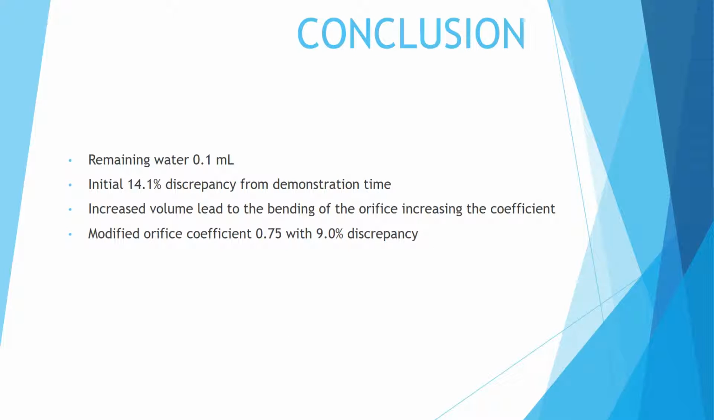After draining the tank, there was 0.1 milliliter of water remaining. The initial error was 14.1% using the assumed coefficient of 0.61. After collecting experimental data, we realized that as tested volume increases, the weight from the fluid causes the coefficient to increase. Therefore, we calculated a modified orifice coefficient to be 0.75, which reduced our error to 9%.